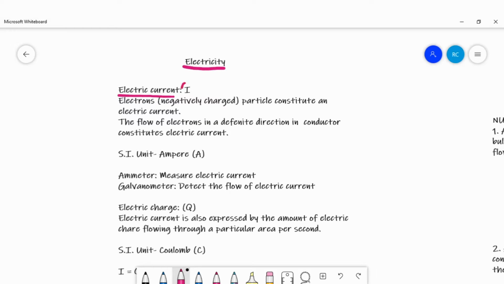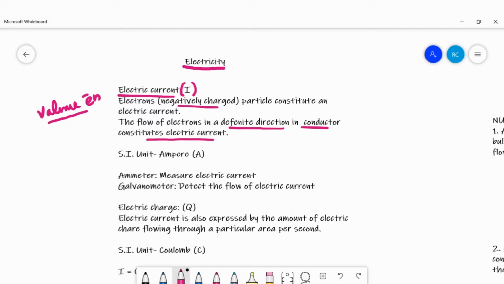Electric current you can represent by using the symbol I, and it is actually the flow of electrons through a conductor. And electrons, as you know, are negatively charged, and these negatively charged particles constitute the electric current. When we are talking about electrons, you need to consider only the valence electrons. What is a valence electron? The electron which is in the outer shell of an atom. So the flow of electrons in a definite direction in a conductor makes the electric current possible.